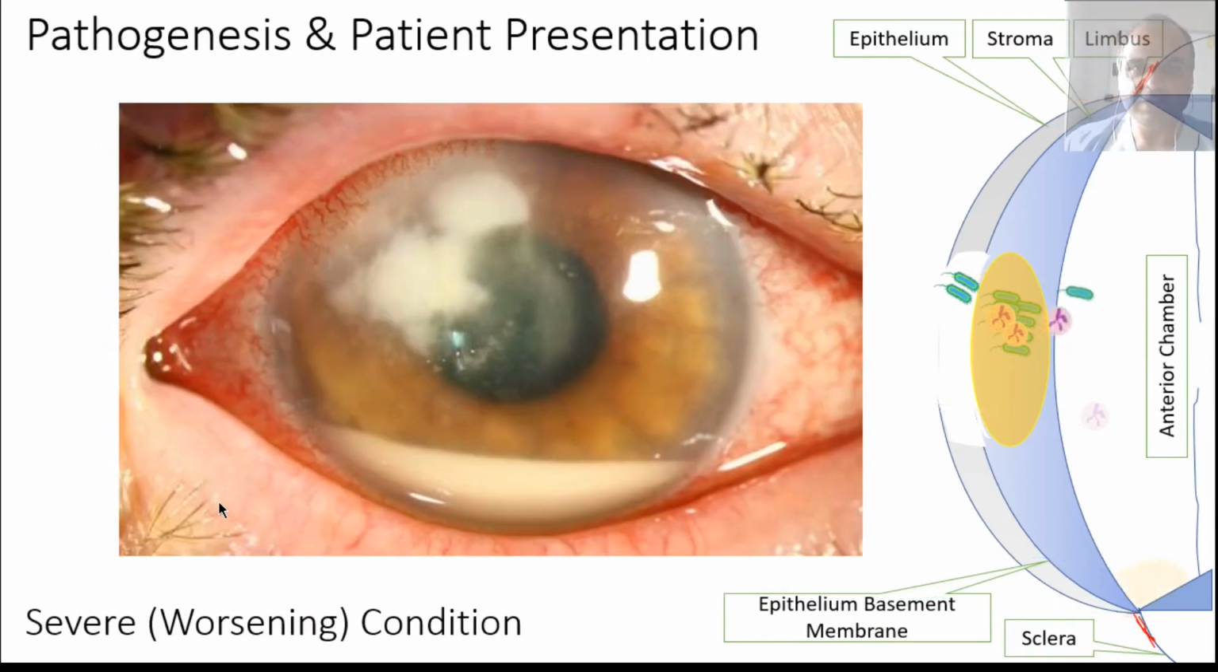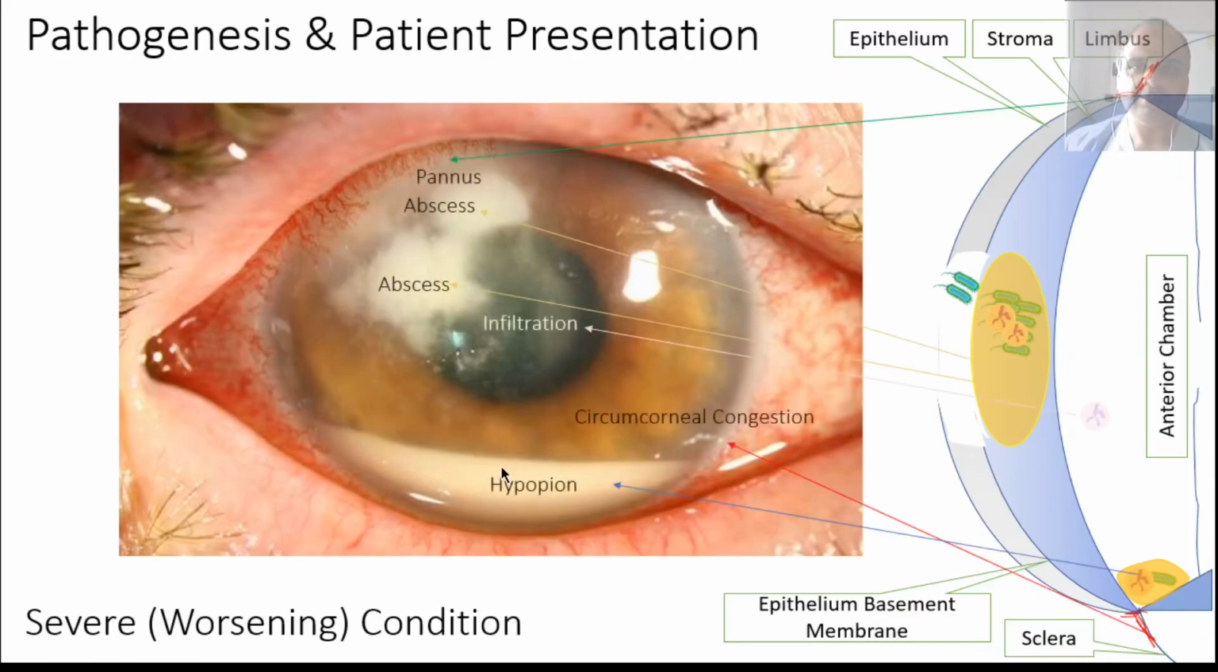Let's look at another picture. And this time, again, this is your abscess, infiltration, circumcorneal congestion. It's really clear here that the area around the cornea is congested and the rest of the conjunctiva is sort of not as congested. Very obvious pannus, and then hypopyon. And again, the abscess is sort of in multiple locations, not a single area. You have this pannus and you have circumcorneal congestion and then hypopyon.